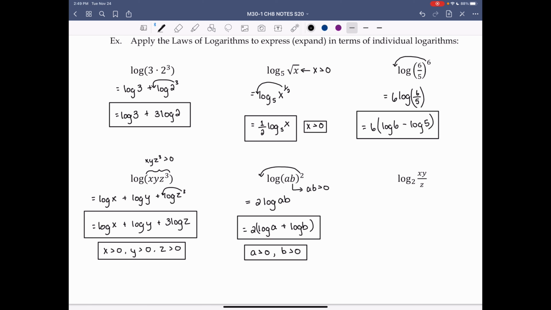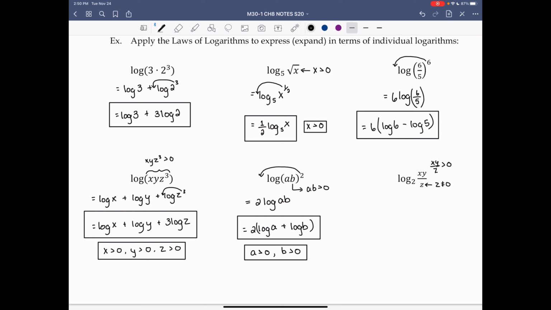Log base 2 of xy over z. Our restrictions, well, for one, we have a denominator, so we would have that z cannot equal 0. We would also need the whole fraction, xy over z, to be greater than 0 since that is an argument in a log.